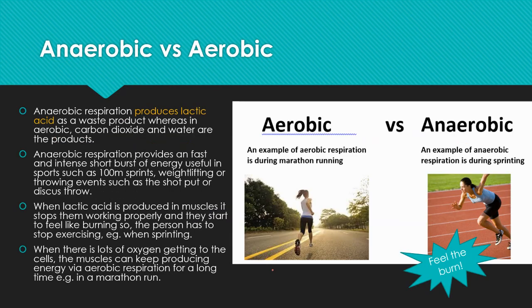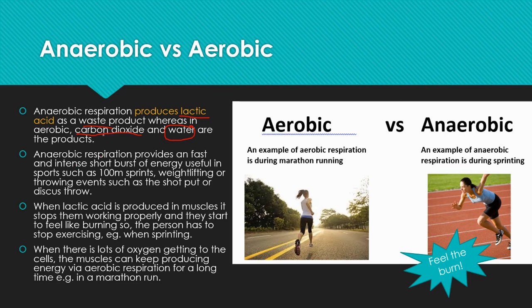So anaerobic respiration produces lactic acid. Lactic acid is a waste product, whereas aerobic respiration produces carbon dioxide, which is also a waste product in our body. Water we can use, we can sweat it out, which helps us keep cool, which is very useful. The carbon dioxide is a waste and our lactic acid is a waste. So we need to break down the lactic acid from anaerobic respiration and we need to get rid of the carbon dioxide. So how does our body do that?